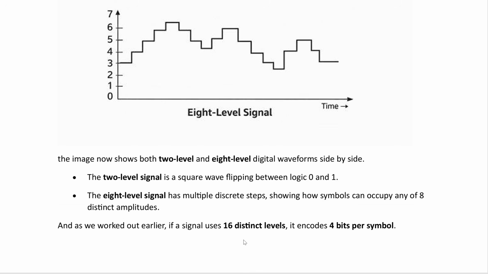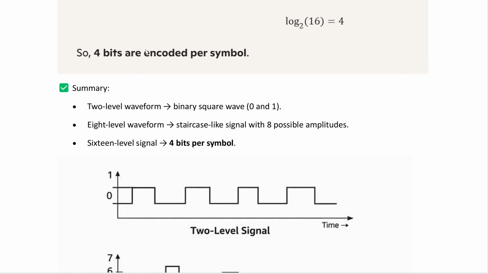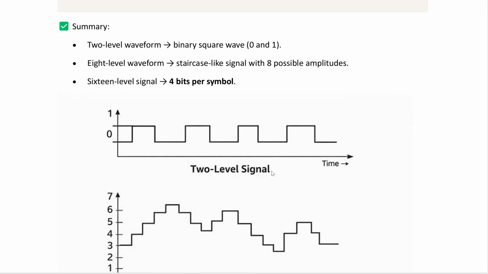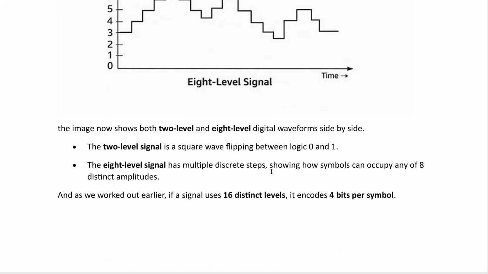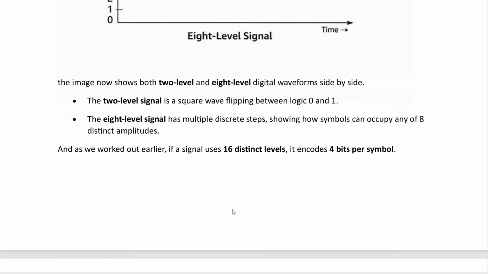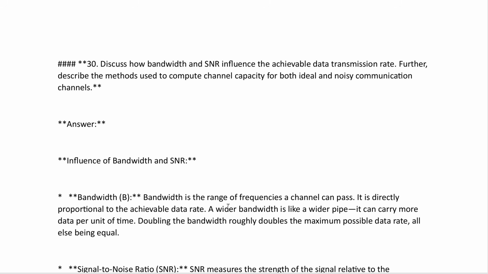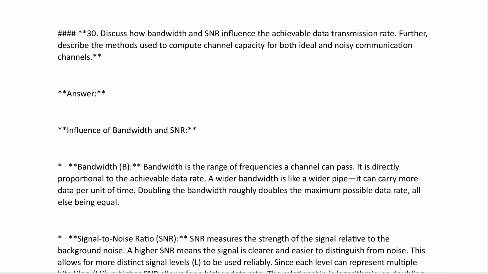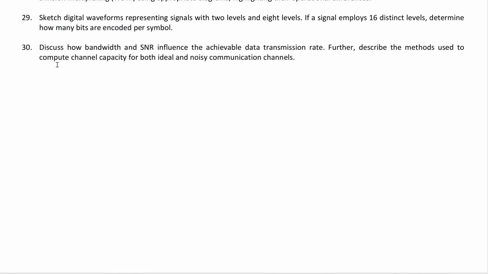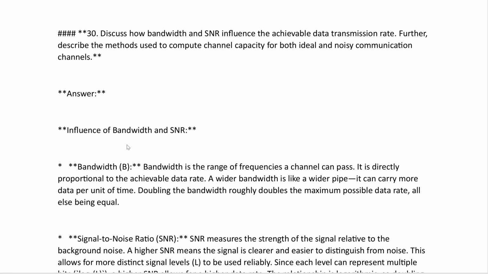So as we worked out earlier, if a signal uses 16 distinct levels, how many bits per symbol are required? We have just calculated: 4 bits are encoded per symbol for 16 distinct levels. Finally, we jump to the last question, question number 30. Question number 30 says, discuss how bandwidth and SNR influence the achievable data transmission rate. Further describe the methods used to compute channel capacity for both ideal and noisy communication channels.